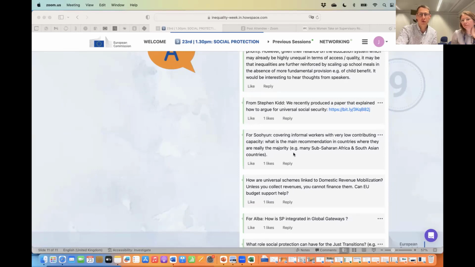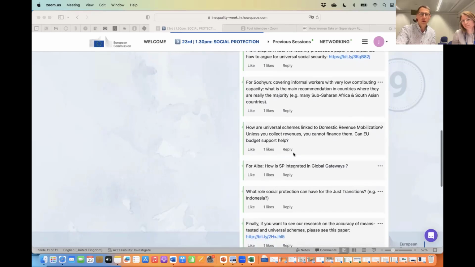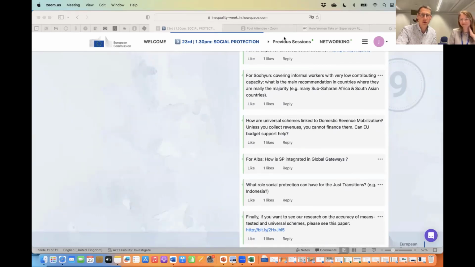Question also for Soyun, covering informal workers with very low contributing capacity. What is the main recommendation in countries where they are really the majority? So these are 3 questions on the table. I don't know who wants to take which one first. Maybe we can allow Soyun to respond, and then again I'll open the floor to all of you, Coco, Stephen, and Guillermo.